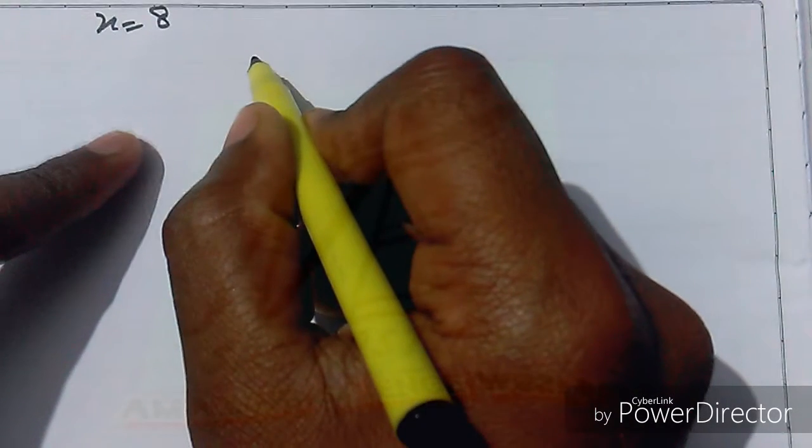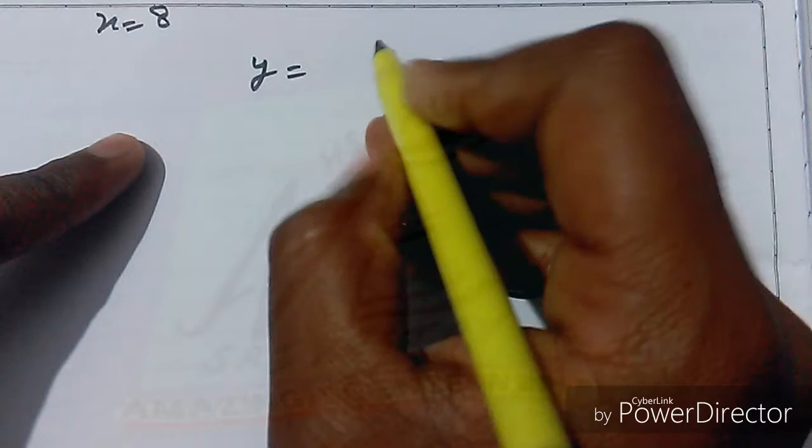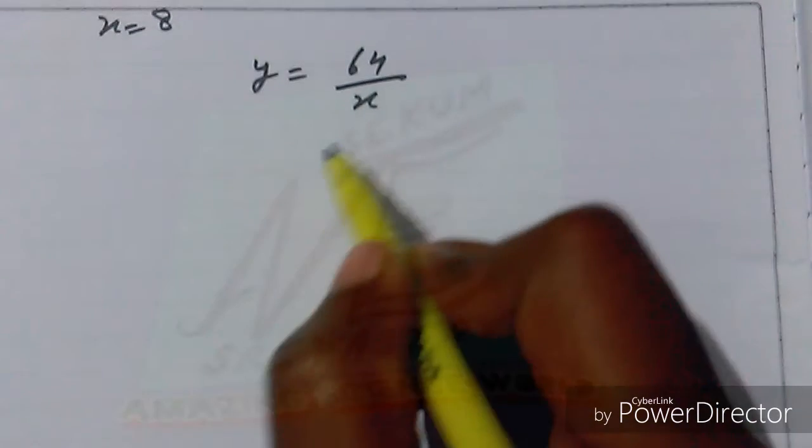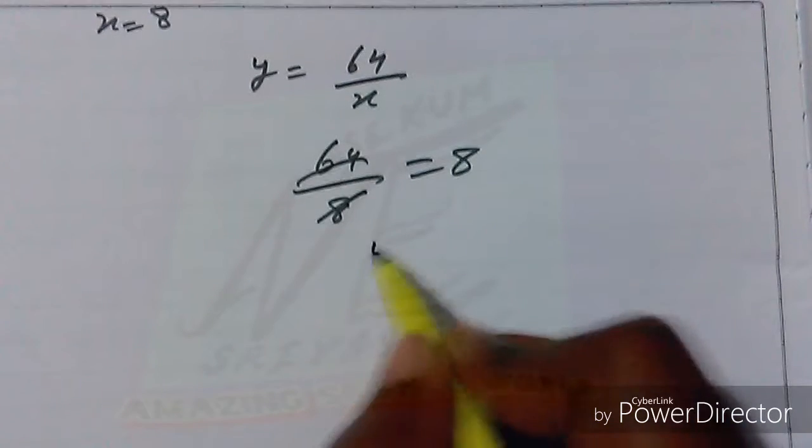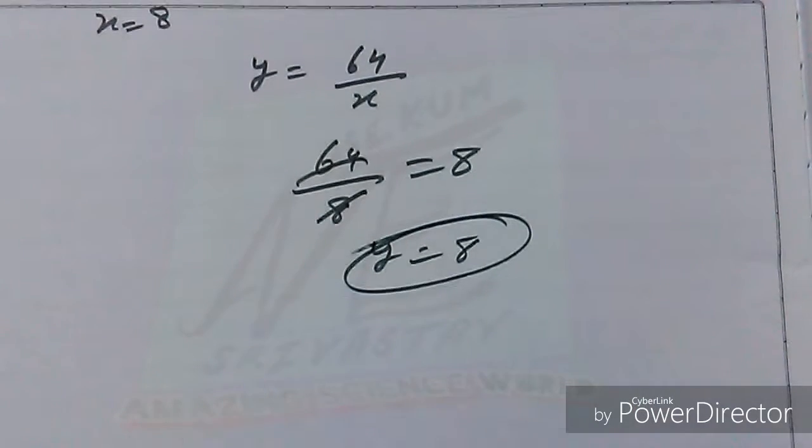My friends, now we find the value of y. We put the value 8 in the equation y is equal to 64 by x, that is 64 by 8. The value of y is equal to 8. Okay my friends, thank you.